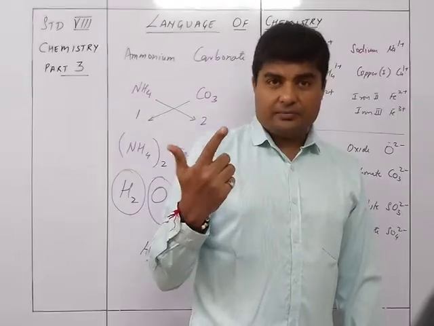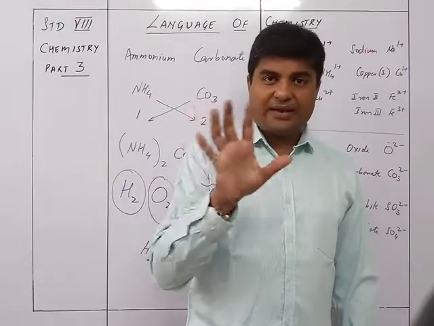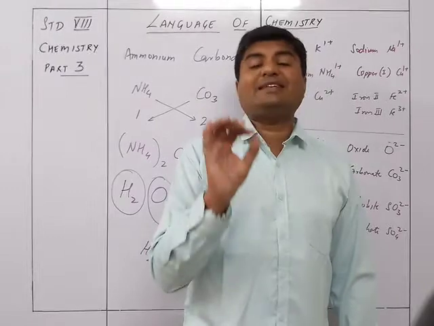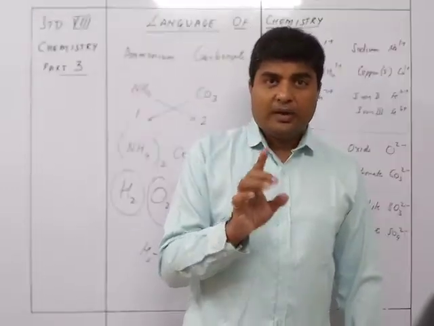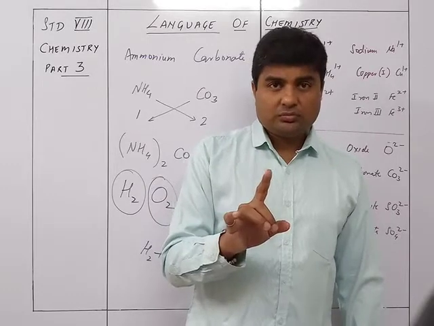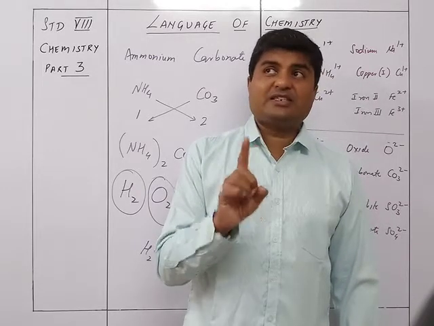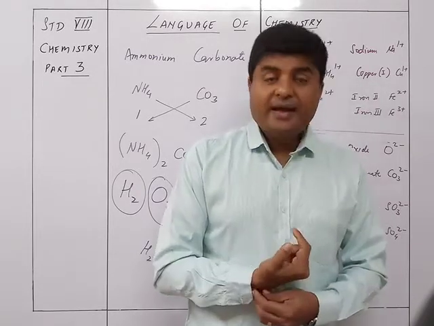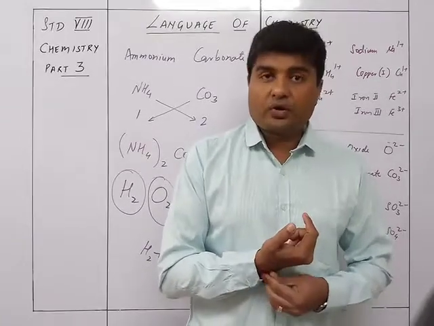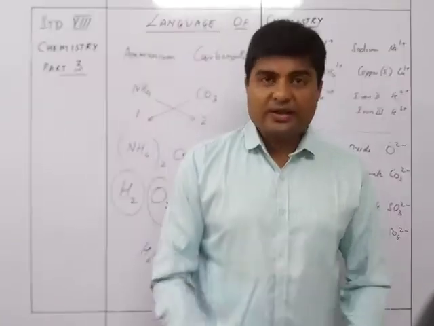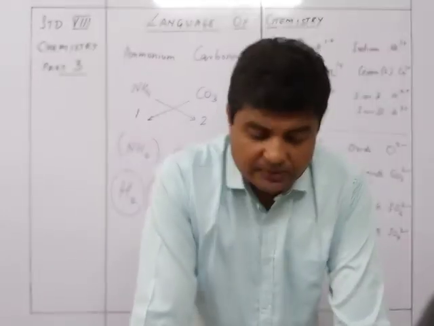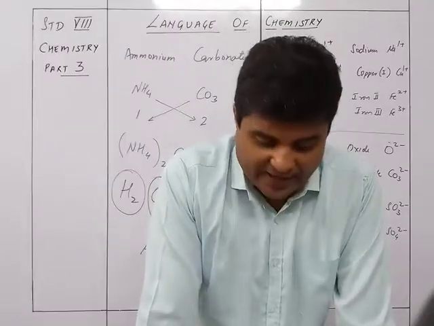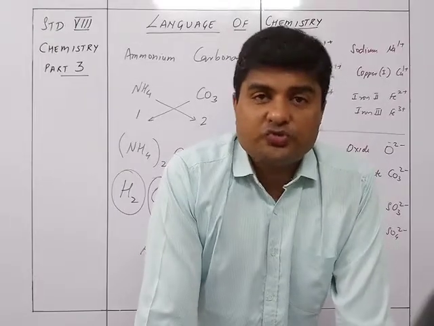Nitric acid: NO3, HNO3, nitric acid. All acids will definitely have H as the starting point. They all have H. All acids start with an H. That's why HCl is hydrochloric acid, HNO3 is nitric acid, H2SO4 is sulfuric acid, H2CO3 is carbonic acid, H3PO4 is phosphoric acid.